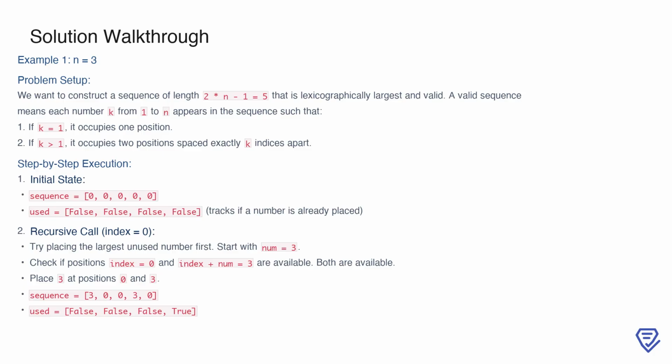Starting with the initial state, the sequence is an array of zeros, and the used array keeps track of which numbers have been placed. The recursive process begins at index equals 0. Here, we try placing the largest unused number, which is 3. We check if positions 0 and 3 are available, and since they are, we place 3 in those positions, update the sequence to 3, 0, 0, 3, 0, and mark 3 as used in the used array.